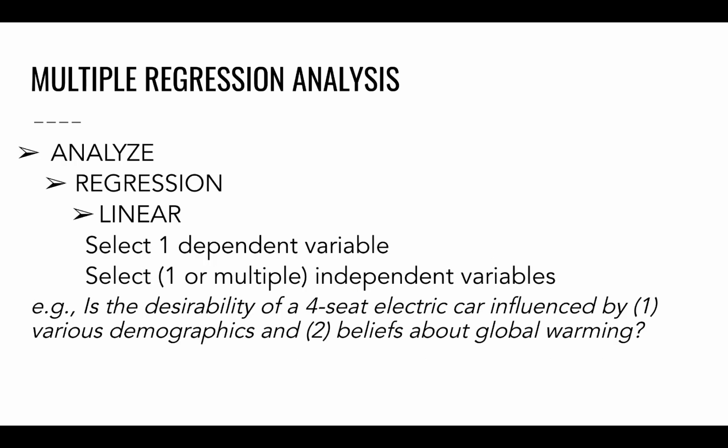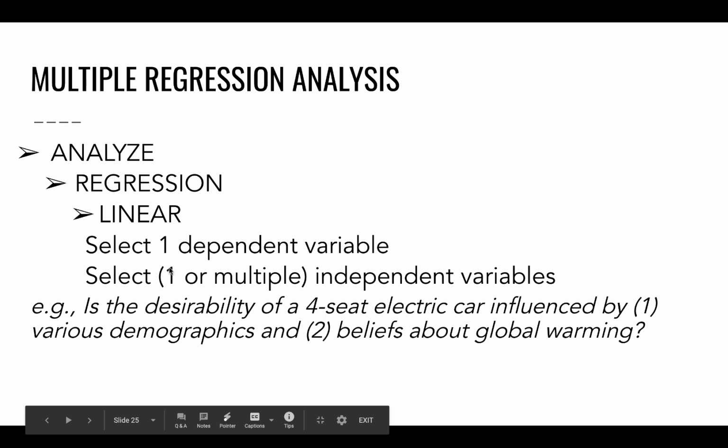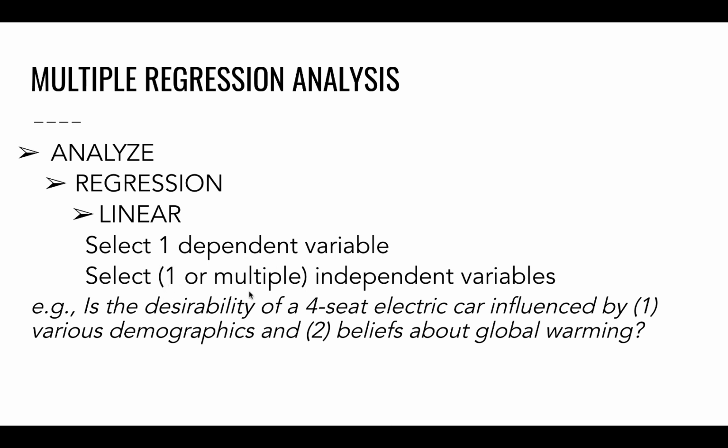So here's how to do multiple regression analysis in SPSS. You click Analyze, then go to Regression, and then Linear. You select one dependent variable, and then you select one or multiple independent variables. This, of course, depends on whether you're doing simple bivariate regression, in which case you only have one independent variable, or multiple regression, in which case you have multiple independent variables.